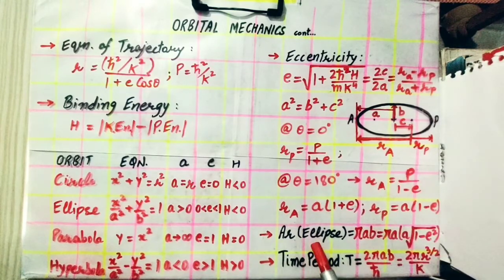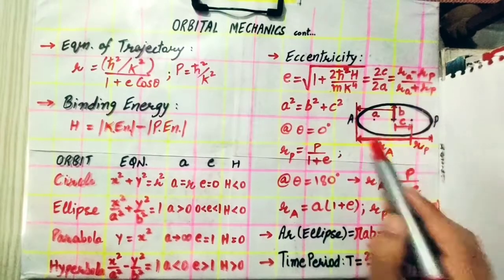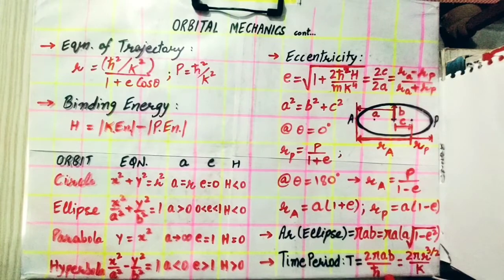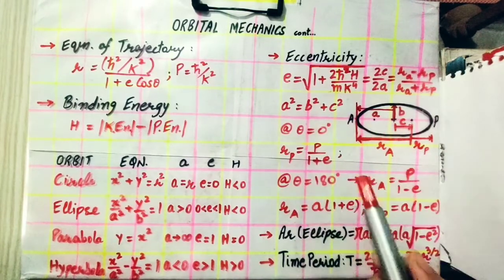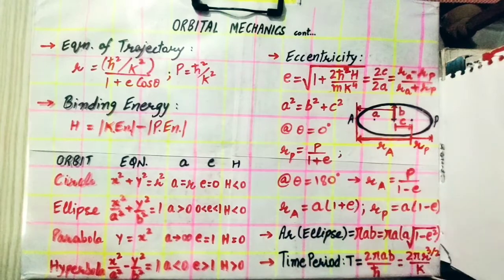The area of the ellipse is given by pi times a b, or pi times a multiplied by a under root 1 minus e square. Here the time period T for a satellite which is revolving around a planet in an elliptical orbit is given by 2 pi a b by H. And for any satellite orbiting around a planet in any type of orbit, whether circular or parabolic, it can be defined in terms of r, like 2 pi r raised to power 3 by 2 by k, because T square is directly proportional to r cube, which can be seen from this expression as well.